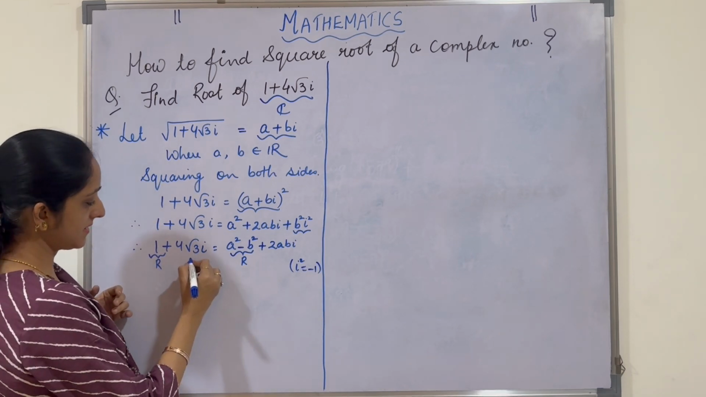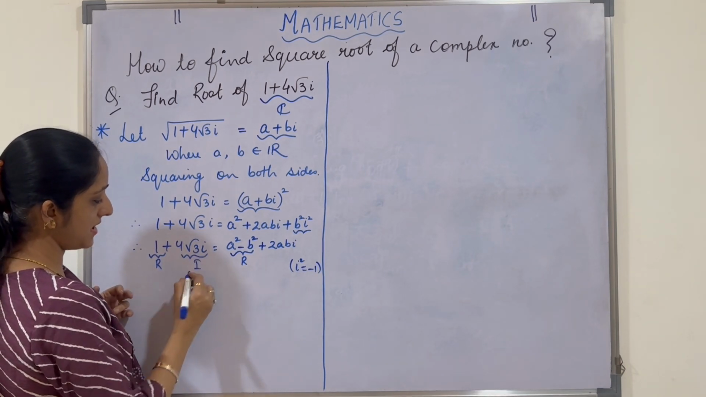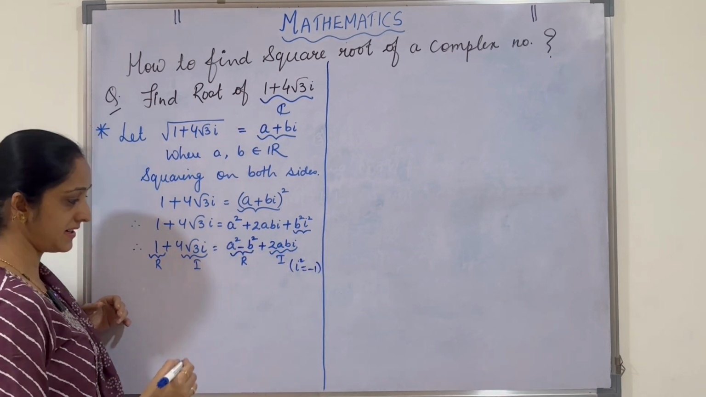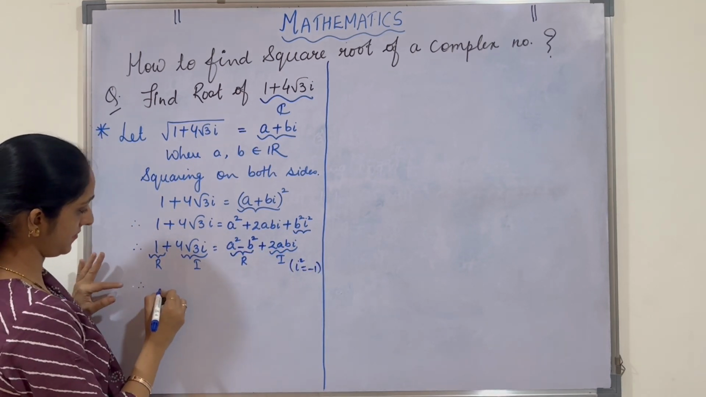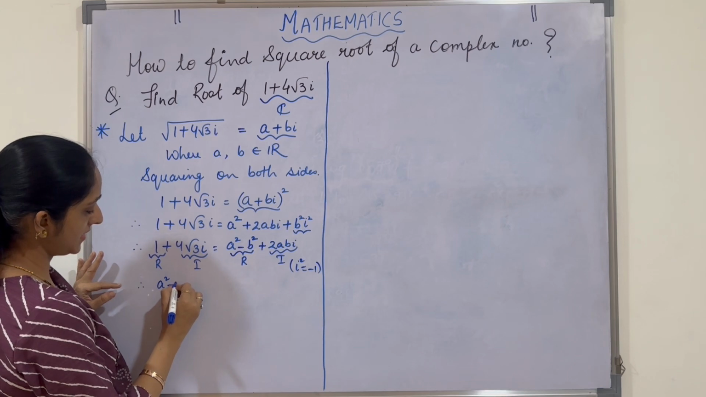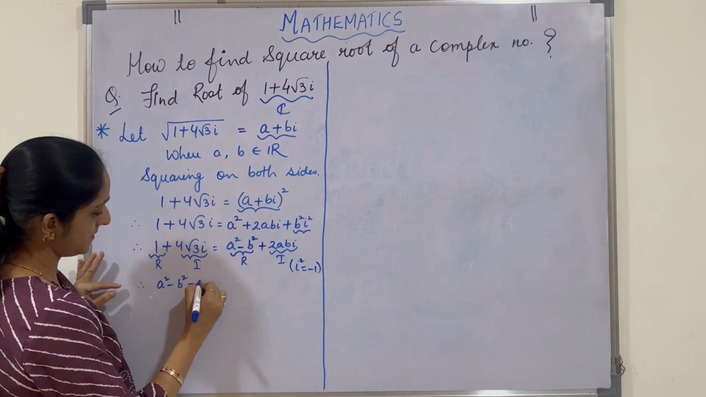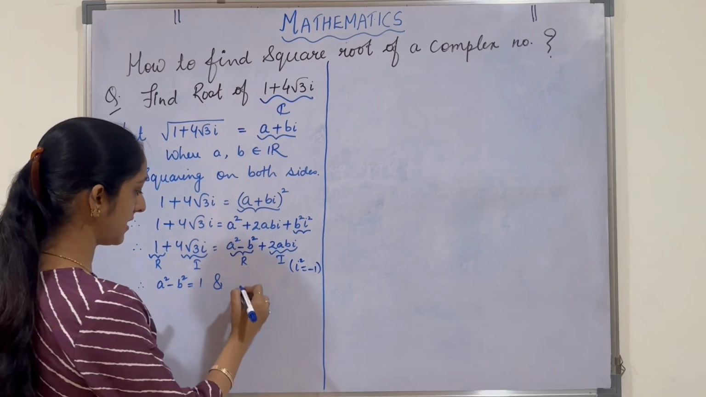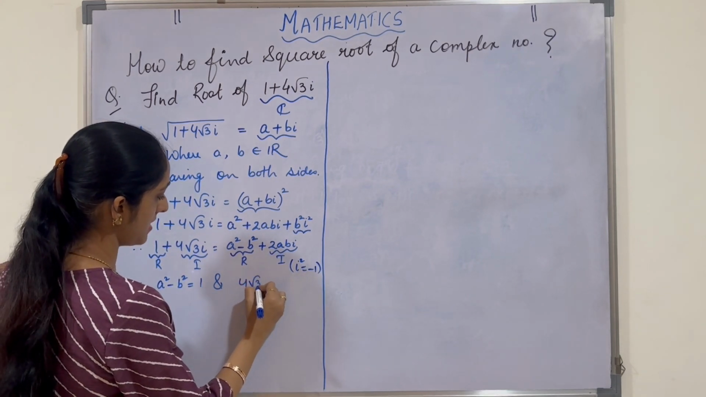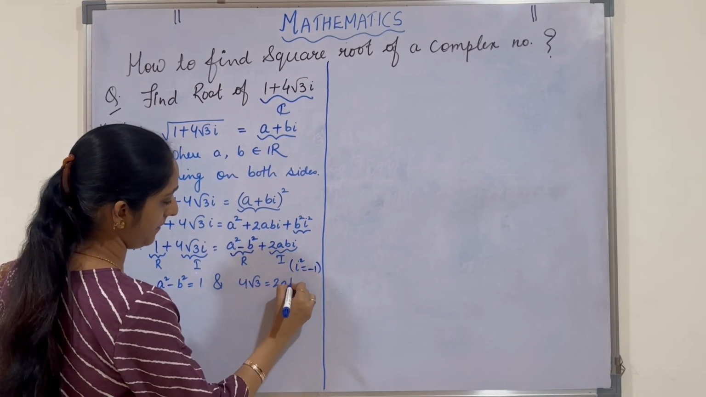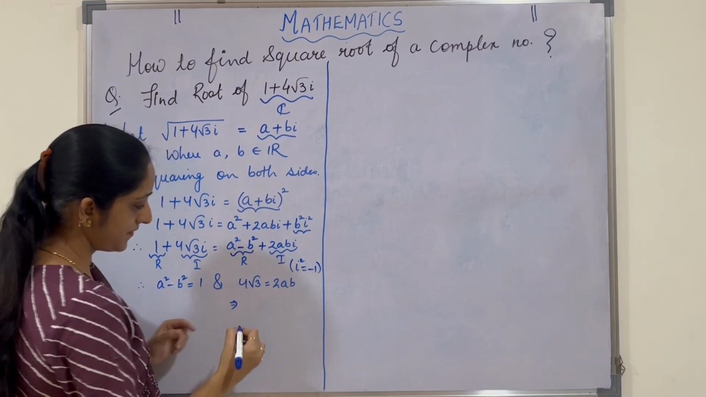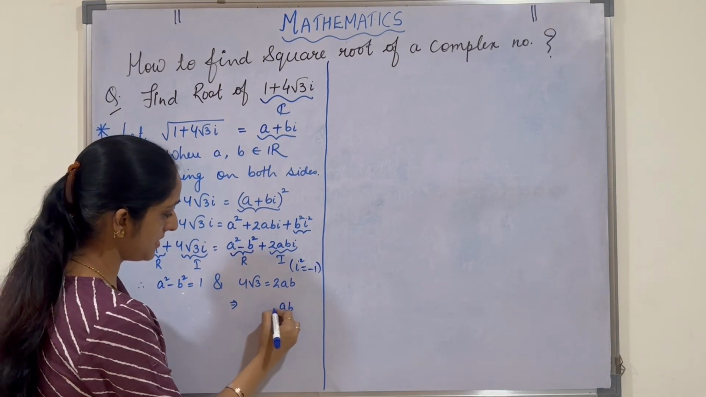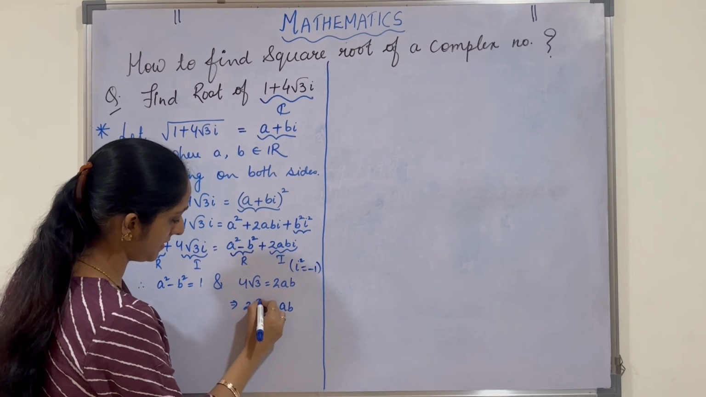Now next step is we will be comparing real part of right hand side with real part of left hand side. Similarly, imaginary part of left hand side with imaginary part of right hand side. So what we will get is, real with real will give you a square minus b square is 1, and imaginary compared with imaginary will give you 4 root 3 is equal to 2ab. Now, if we will simplify this, it is simply ab is equal to 2 root 3.